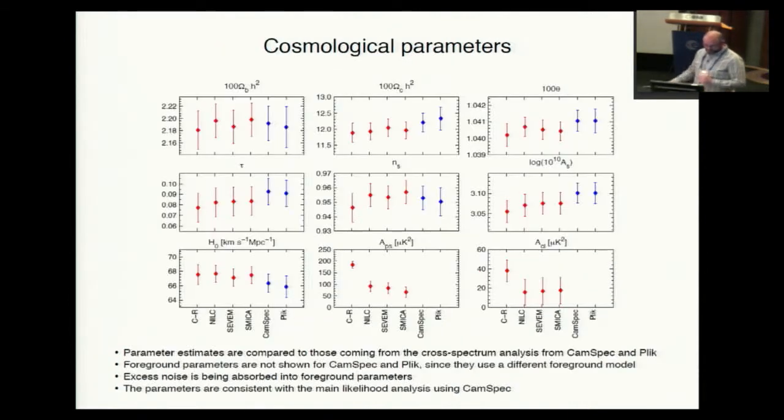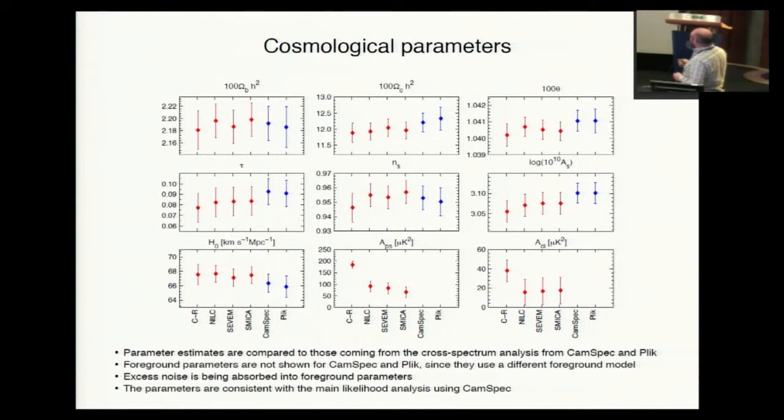These are the cosmological parameters which come out. This is done for comparison purposes between the four codes, the four methods that have been used to produce the CMB maps, plus CamSpec, which is the official high-L likelihood, and PLIC as well, which is one of the alternatives. Foreground parameters, these two here, are not shown for CamSpec and PLIC because they use a different foreground model. This is the amplitude of point sources, and this is the amplitude of clustering components. So the excess noise I talked about is actually being absorbed into the foreground parameters. You see that the Commander ruler is noisier, and therefore the foreground parameters have a higher value there.